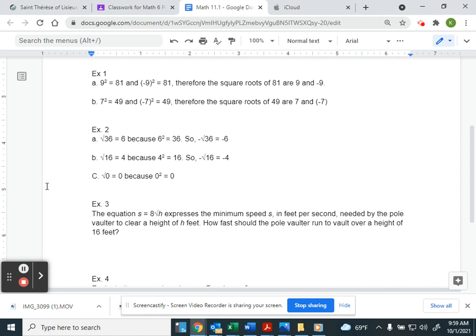Okay. So 0 is special. 0 squared is 0, so the square root of 0 is 0.